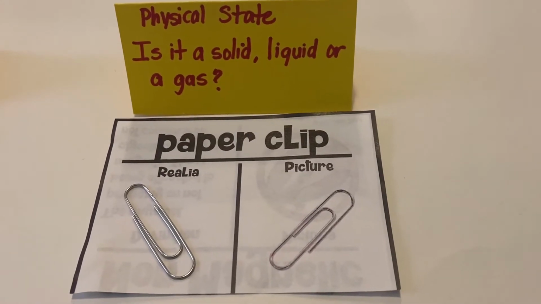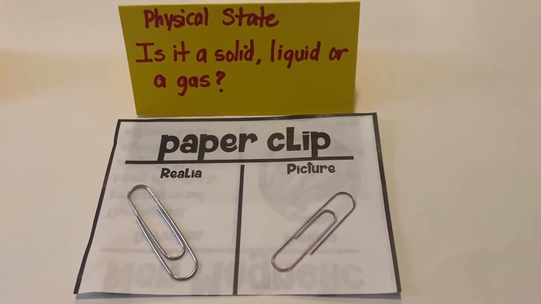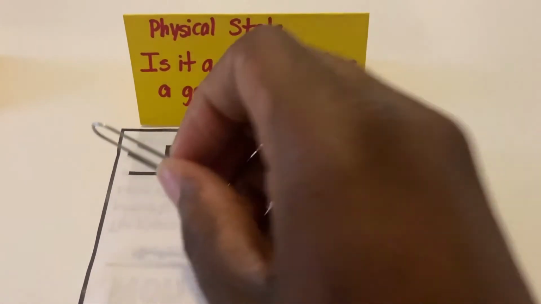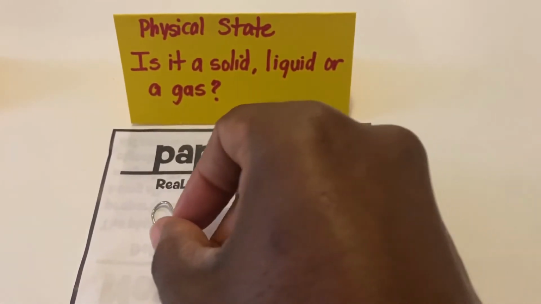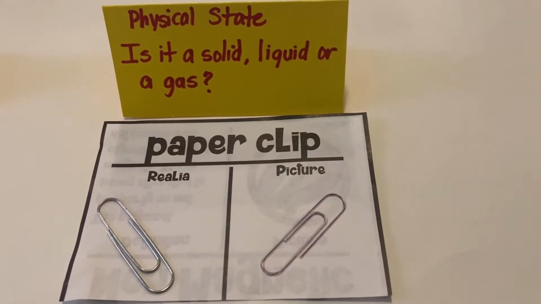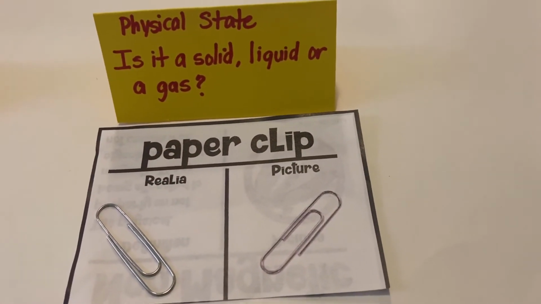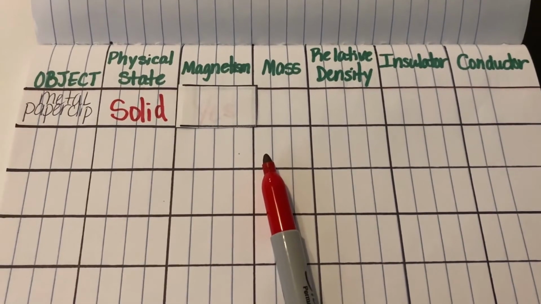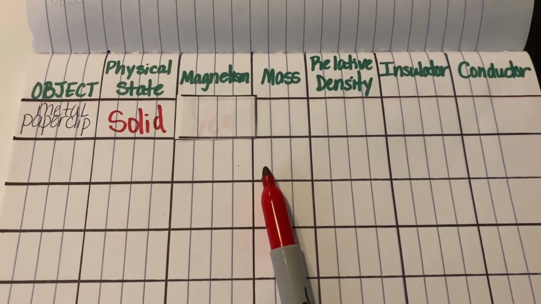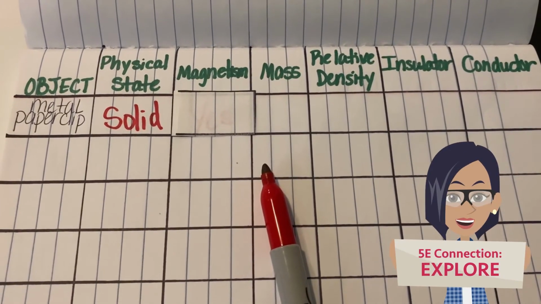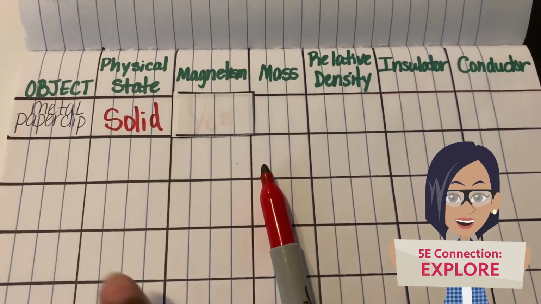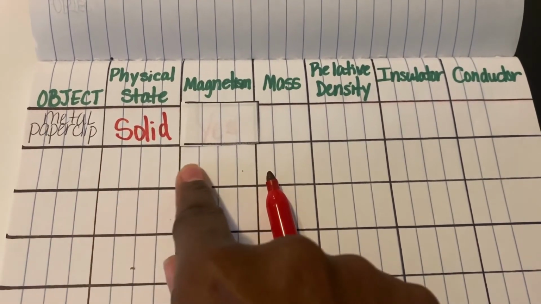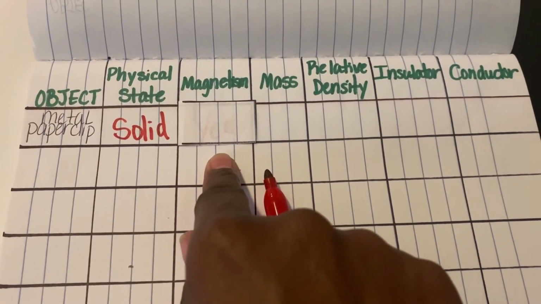Let's observe this paperclip for its physical state. Is it a solid, liquid, or a gas? We know that this paperclip is made of metal and it does have a definite shape. So I'm going to say that this paperclip is a solid. To record my observations, I'm going to use a chart that has been drawn in a student notebook that lists multiple physical properties. And as you can see, the metal paperclip is listed, and under physical state, I've written in the word solid.